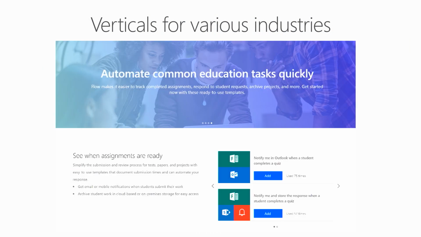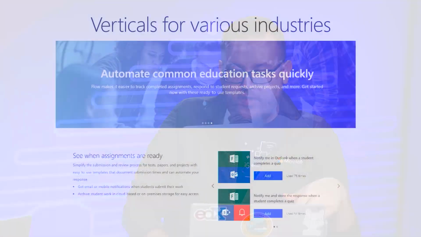You can see here, if we jump into the education vertical, what one of those collections looks like. And so right there you can see, like, notify me in Outlook when a student completes a quiz. That one's for a teacher, right? Notify me and store the response when a student completes a quiz. These are two different variations that teachers could use to then empower their classroom with Microsoft Flow.